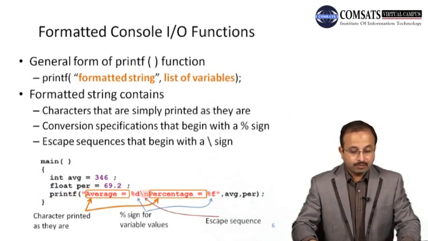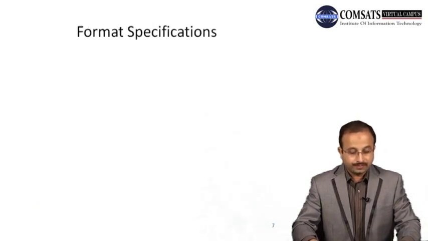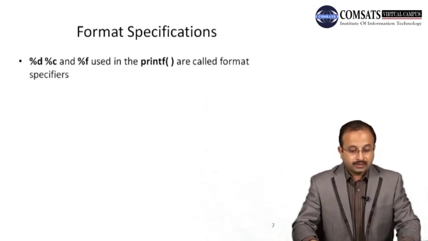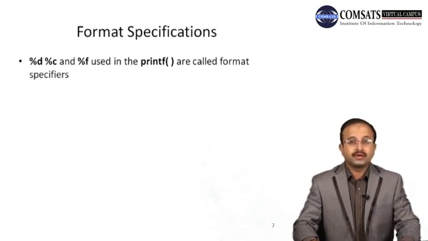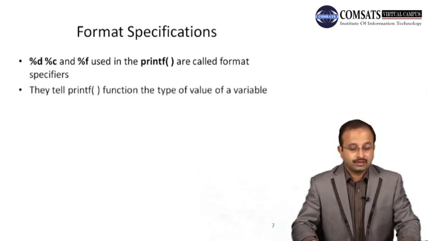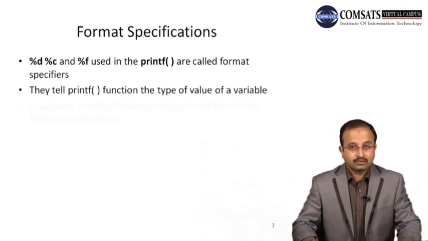So this is the general form of the printf function. We have a formatted string and a list of variables, or in the formatted string we have characters, we have escape sequences started with \, and then we have conversion specifiers starting with the % sign. Format specification: %d, %c, and %f used in the printf are called format specifiers. Format specifiers are used to print the value of variables on the screen. They tell the printf function the type of the value of a variable, whether it is integer, float or character.